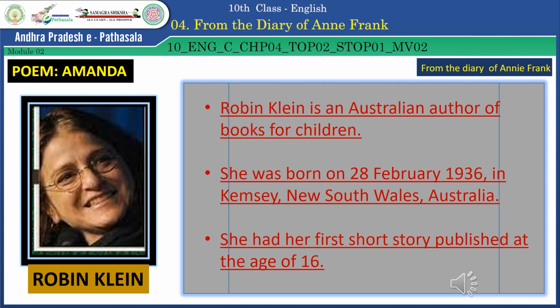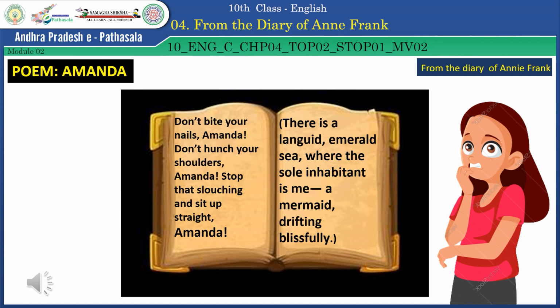The writer of this poem, Amanda, is Robin Klein. Robin Klein is an Australian author of books for children. She was born on 28 February 1936 in Kempsey, New South Wales, Australia. She had her first short story published at the age of 16. Dear children, here is the first stanza of the poem Amanda.